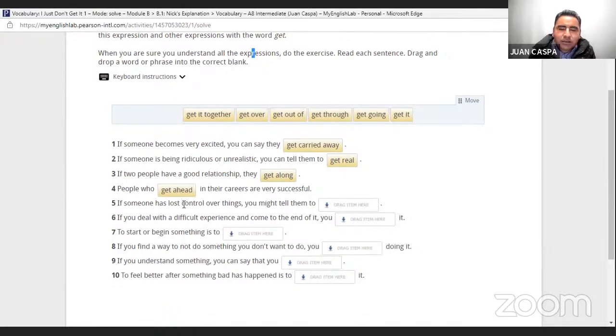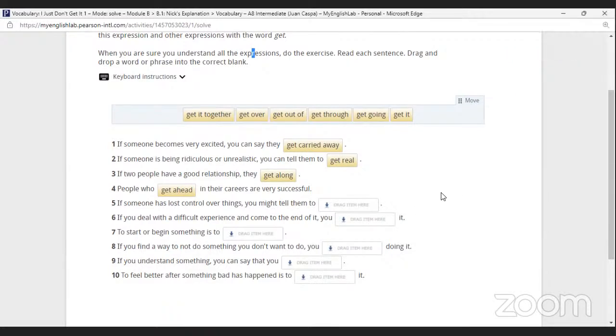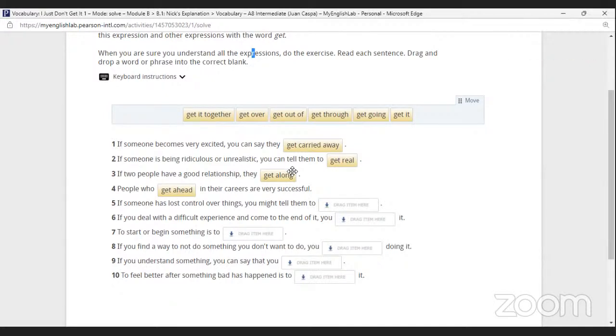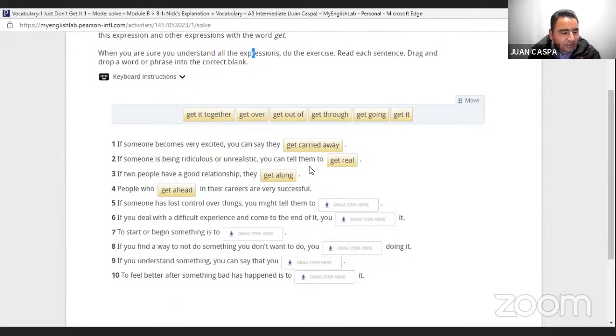If someone has lost control over things, you might tell them to... what can you say if someone has lost control over things? Maybe they are fighting each other. Get over. Get out of, not really. Si dos personas o una pareja se está peleando por algo, ¿qué le dirían?